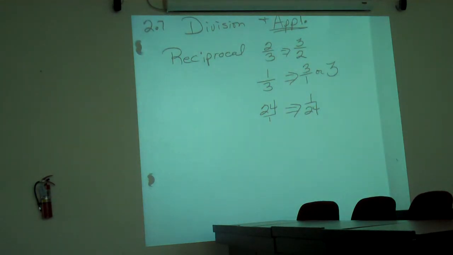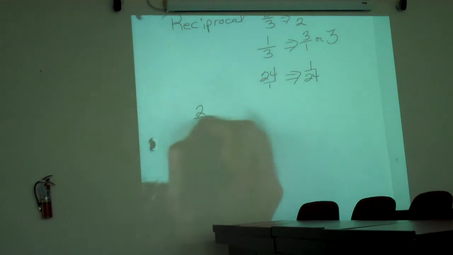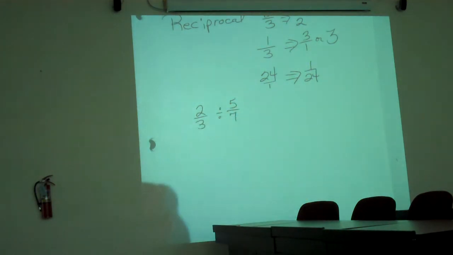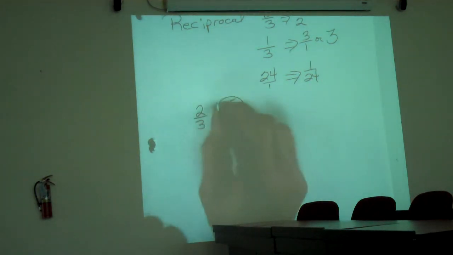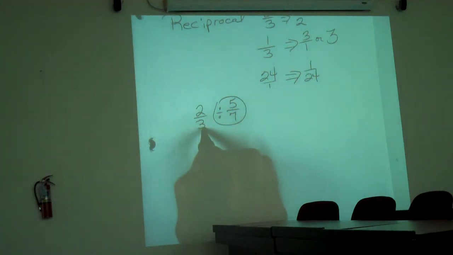Now the reason you need to know what a reciprocal is is because when you divide fractions, you have like 2/3 divided by 5/7. To change division into multiplying, you need to flip the second one over. You never flip the first one. Leave it just like it is.